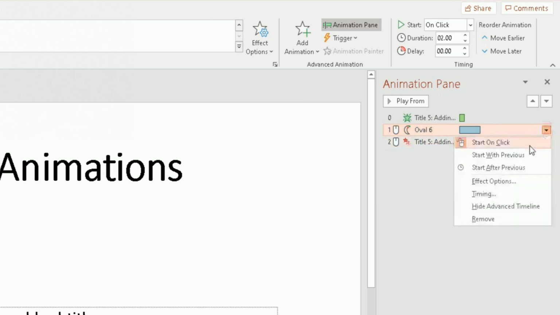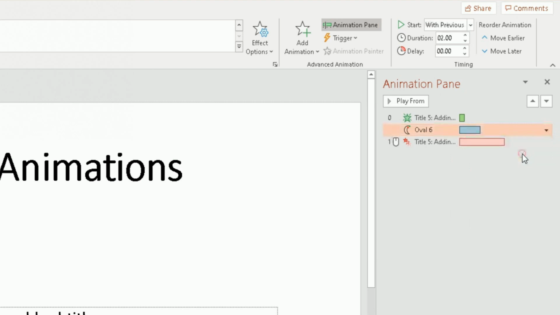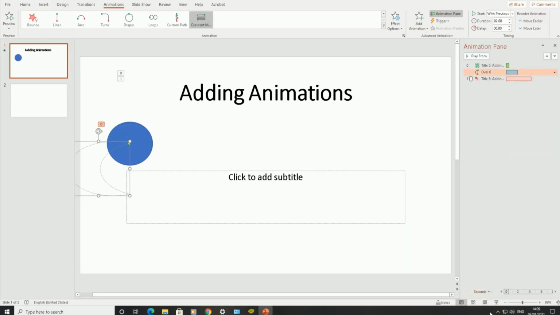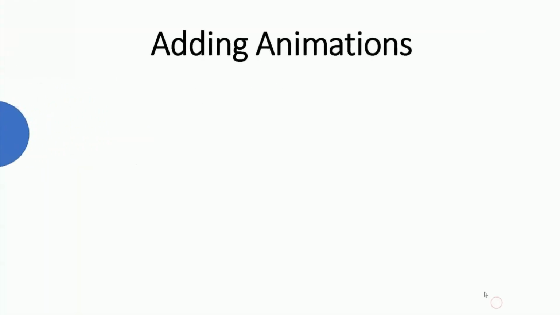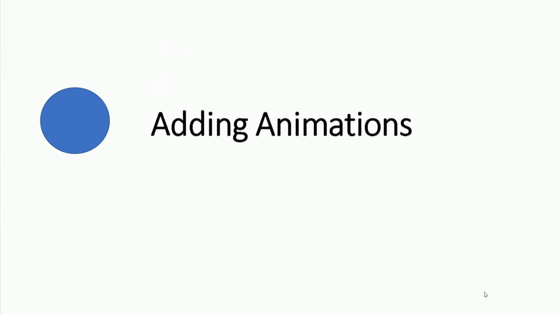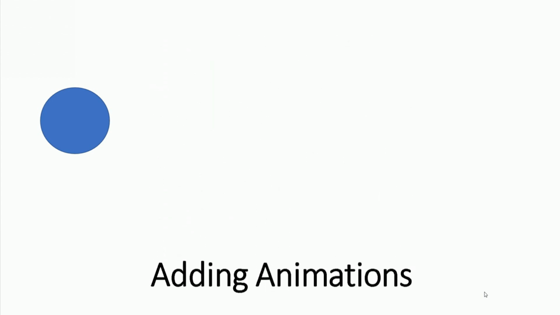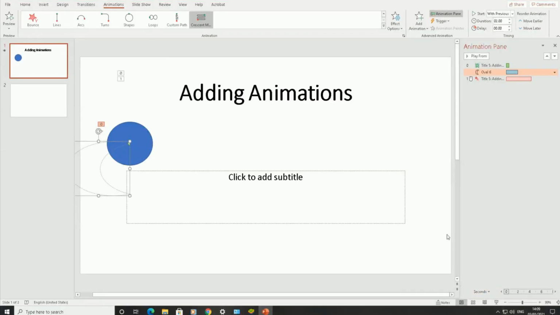So let me choose that, start with previous. There you go. Now hopefully what should happen when I click on the slideshow mode, the title appeared, the circles moved. When I click on enter, the title disappears. You see that? Now there's one more thing I want to do before I finish. I want this circle to disappear when the title is scrolling down. So that's another bit I want to add.